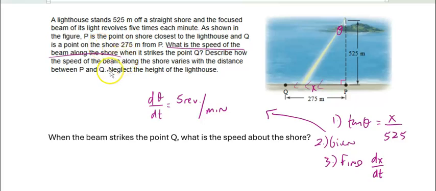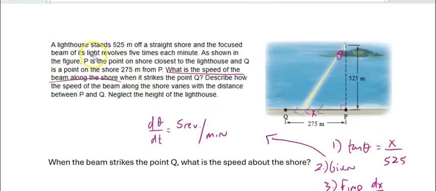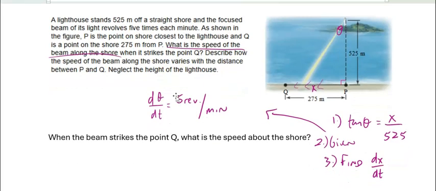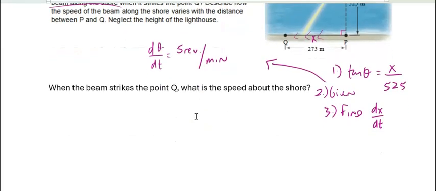Focus beam light revolves 5 times each minute. So that's your rate at which the angle is changing. All right. So let's see if we can make revolutions per minute. That doesn't usually help me. So let's go to my fourth step, which is to do the calculus. Take the derivative of both sides with respect to t.